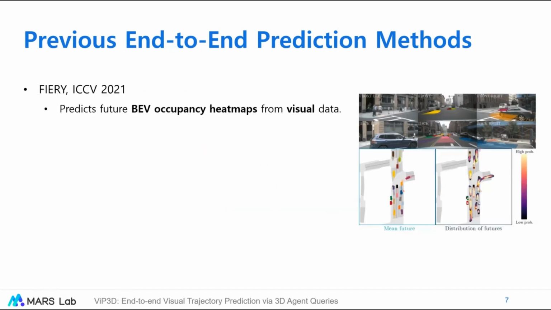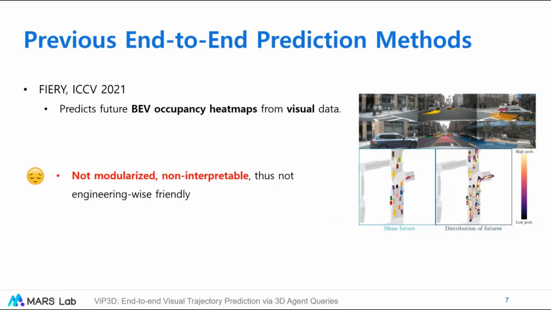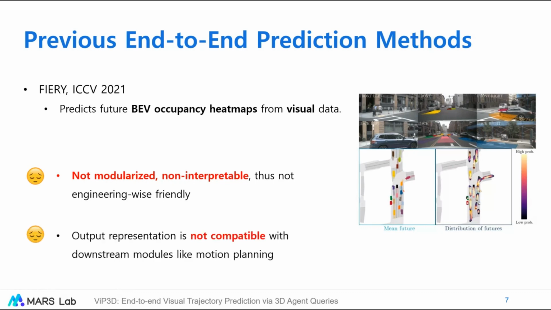FIERY is also an end-to-end method which predicts future BEV occupancy heat maps from visual data directly. However, first, it's not modularized and non-interpretable, thus not engineering-wise friendly. Second, its output representation is not compatible with downstream modules like motion planning.